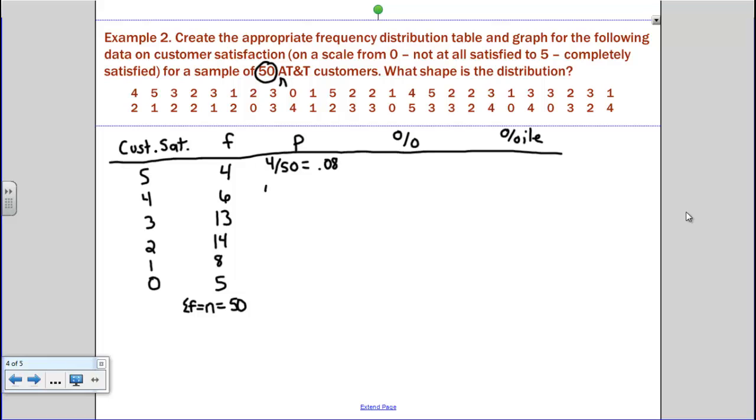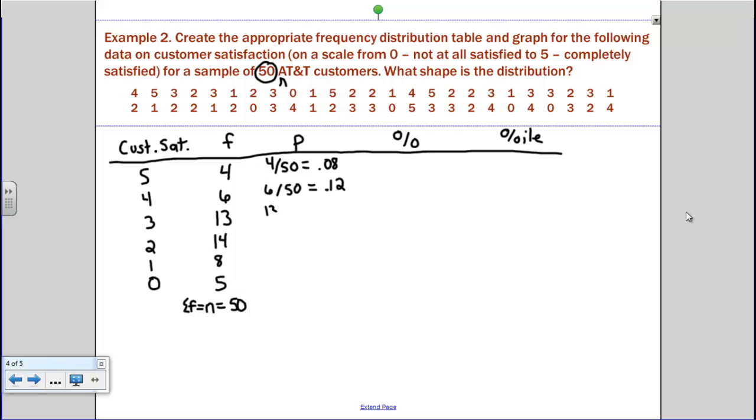If 6 out of 50, where 6 is my frequency and 50 is my total sample size, have customer satisfaction rated as 4, then the proportion of people who rated themselves satisfied at a level 4 is 0.12.